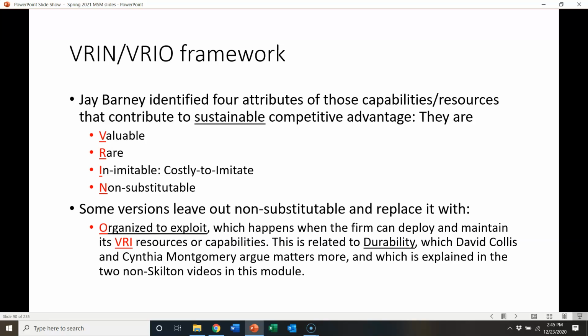You have to be able to maintain them, right? Things become less valuable if you don't maintain them. They wear out, other people catch up, substitutes happen, imitation happens if we don't keep ahead. And you'll see in the other videos that sometimes scholars talk about the durability of a resource, which can be based on things like maintenance. So all of these aspects contribute to sustained competitive advantage and help firms survive competition.